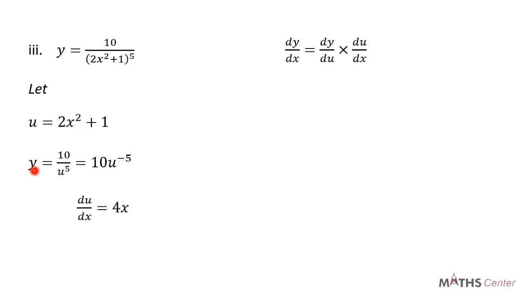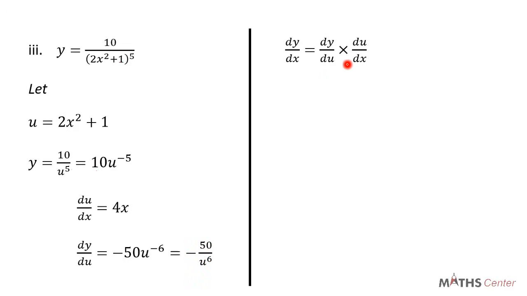Then we also differentiate y with respect to u. Remember that y is equal to 10 u exponent negative 5. So the negative 5 will drop and multiply. That will give us negative 50. And then we reduce the exponent of u, which is negative 5, by 1. So you have negative 5 minus 1, which gives us negative 6. So you have negative 50 u exponent negative 6. And this can be written as negative 50 divided by u exponent 6.